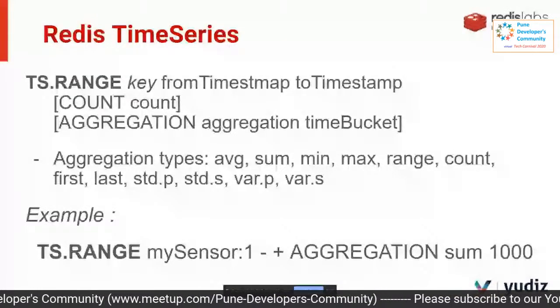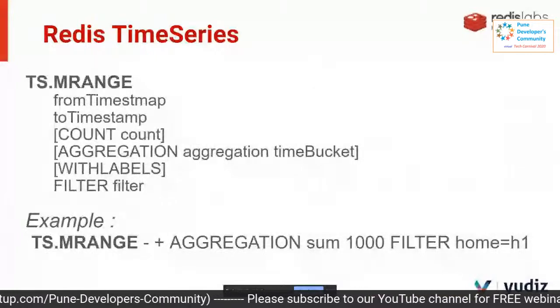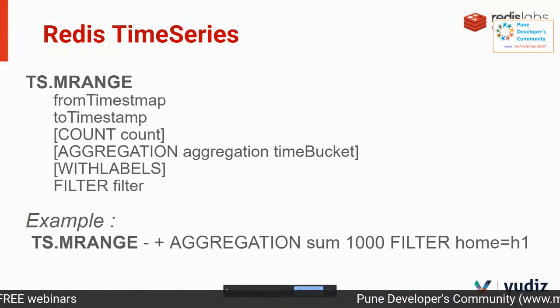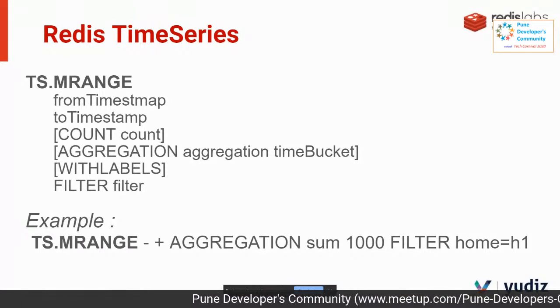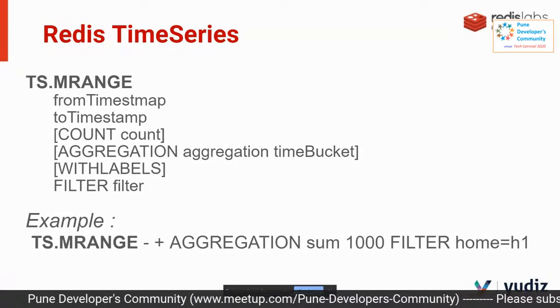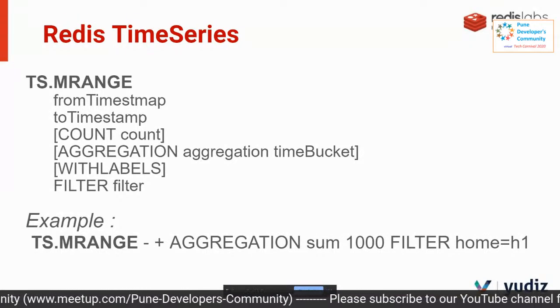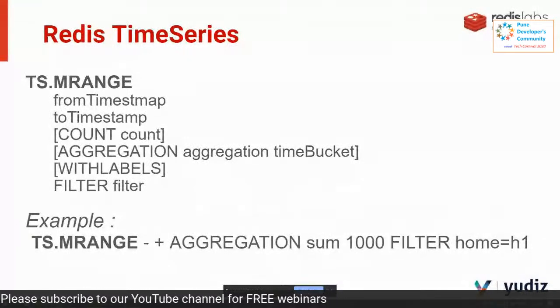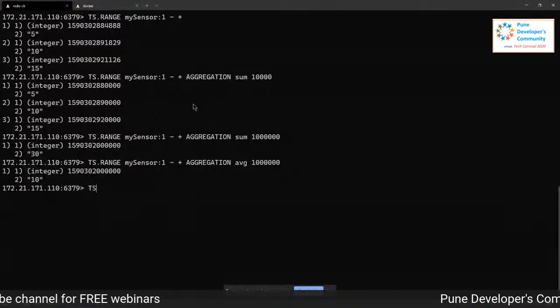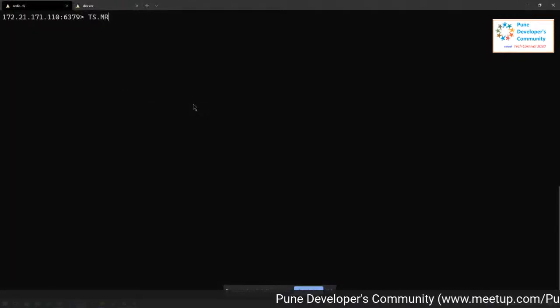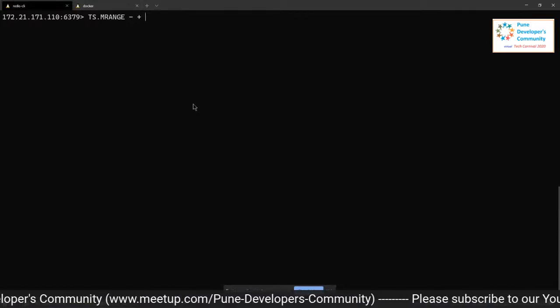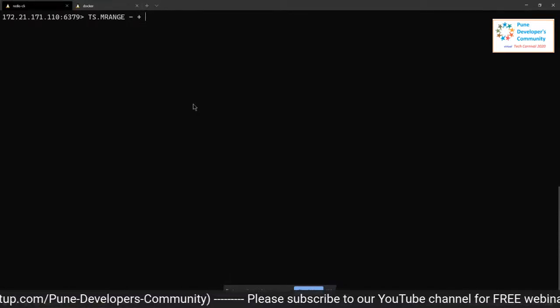Same as mget, we have mrange. Here we can provide a from timestamp and a to timestamp, with count, aggregation, with labels, and with the filters. Same as mget, it can work on multiple keys based on the filters we have provided. Here we are taking a look at mrange. Same as from and to, we can provide minus or plus, or we can provide a specific timestamp.